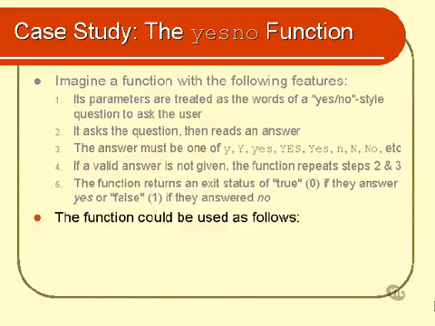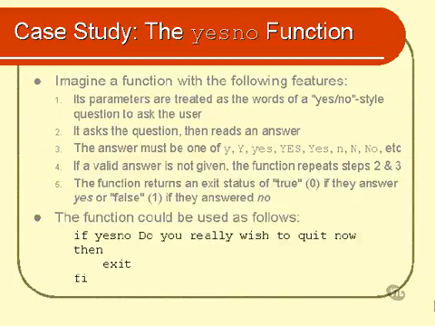And then you might use the function in the following way. You could simply say, if yes_no, do you really wish to quit now? And then if they answer yes to that, then the function will return true, which means the if statement will succeed, which means the exit will run. So essentially, if they answer yes, then the shell script will exit. So let's have a look at that now.